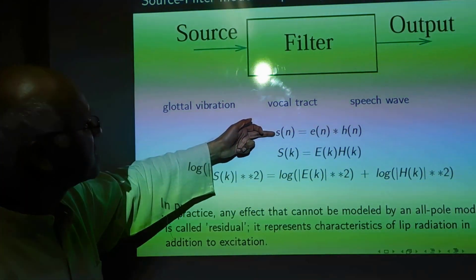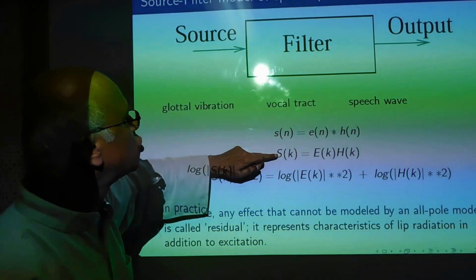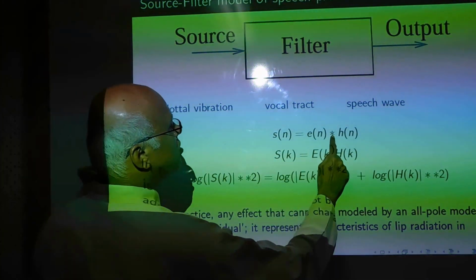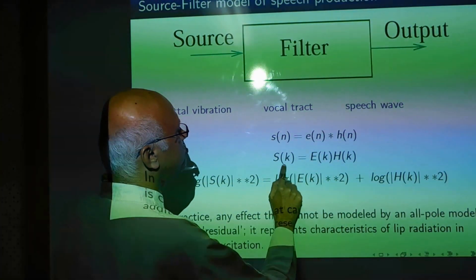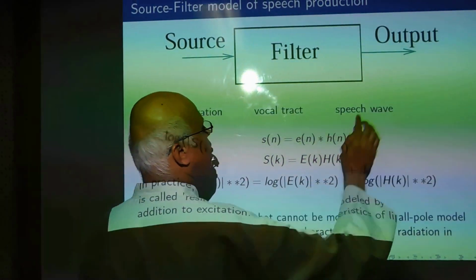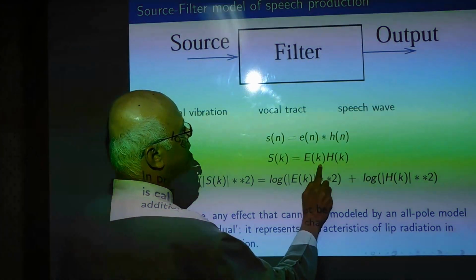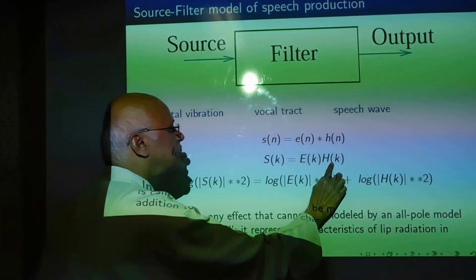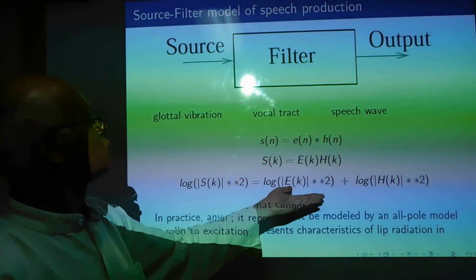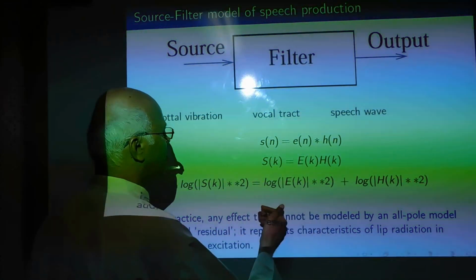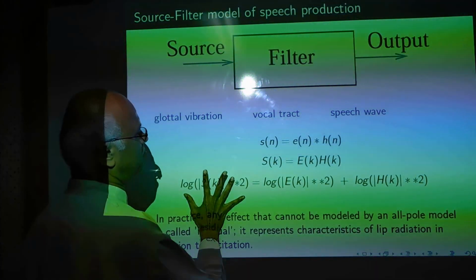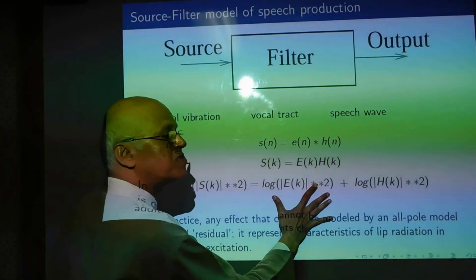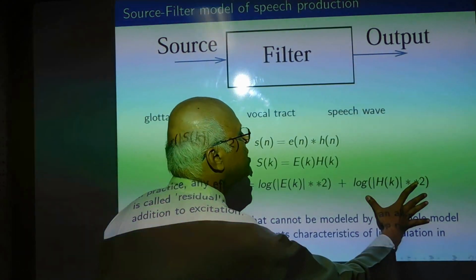If you go from this time domain indicated by the index n to the frequency domain indicated by the discrete frequency index k, this convolution becomes a product. So the spectrum of the speech signal, that is the output, is the product of the spectrum of the excitation and that of the system response function. This is a product. So if you take a logarithm of this equation, that becomes a sum. So the log power spectrum of the speech signal is the sum of the log power spectrum of the excitation and the log power spectrum of the filter.